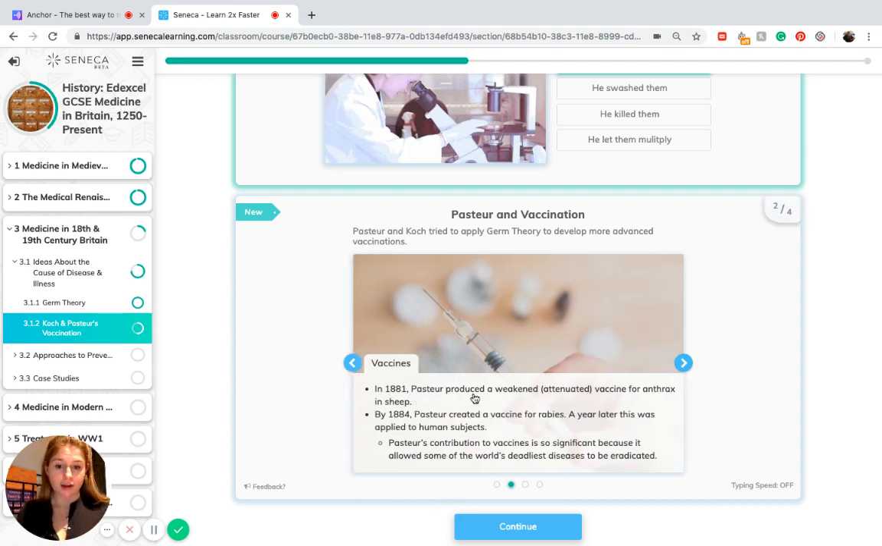In 1881, Pasteur produced a weakened, or attenuated, vaccine for anthrax in sheep. By 1884, Pasteur created a vaccine for rabies. A year later, this was applied to human subjects. Pasteur's contribution to vaccines is so significant because it allowed some of the world's deadliest diseases to be eradicated.